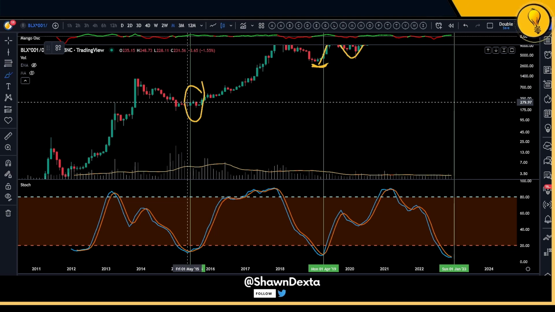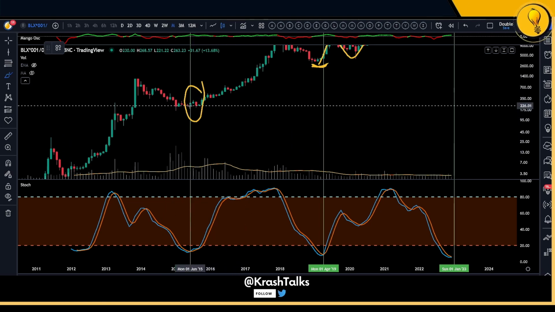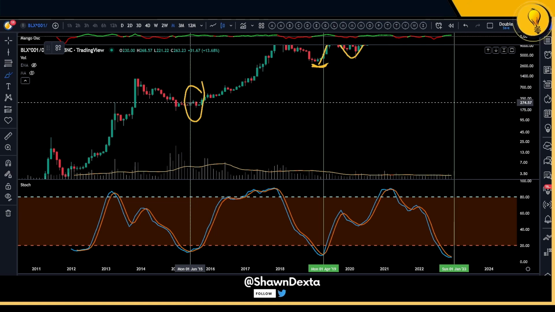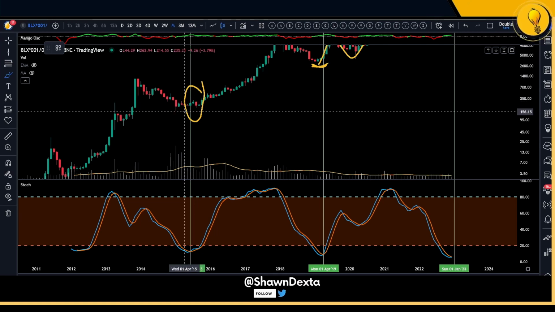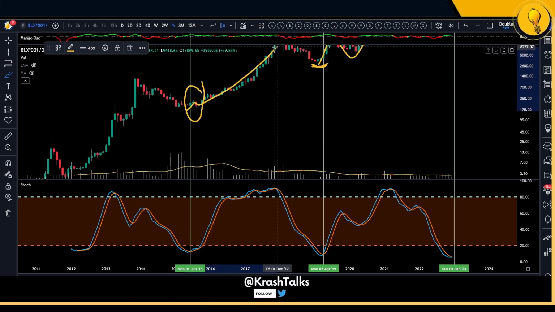But that being said, let's go back to what we're talking about over here. Again, the last time this happened was 2015, and Bitcoin was sitting around $250. We got the cross, we got the push up, got the higher low, and then the big bull market run.